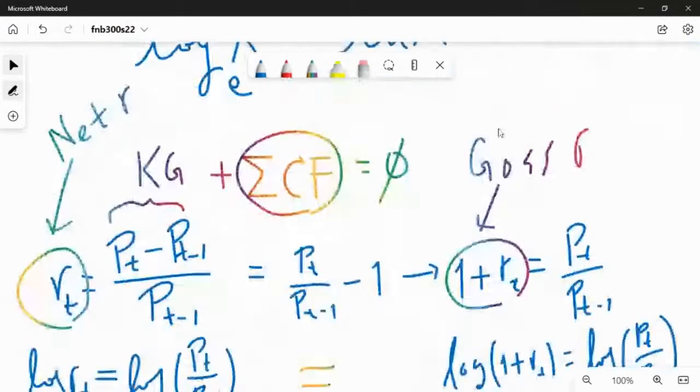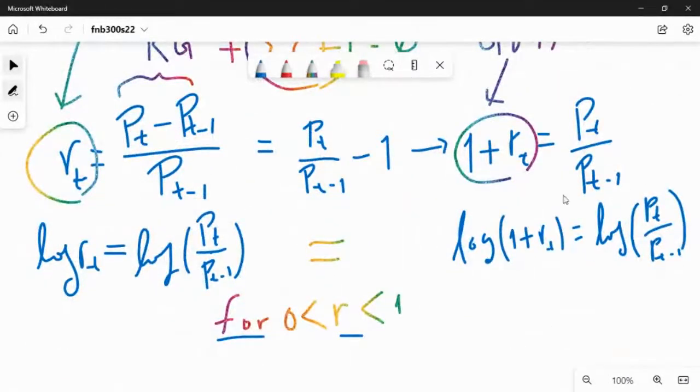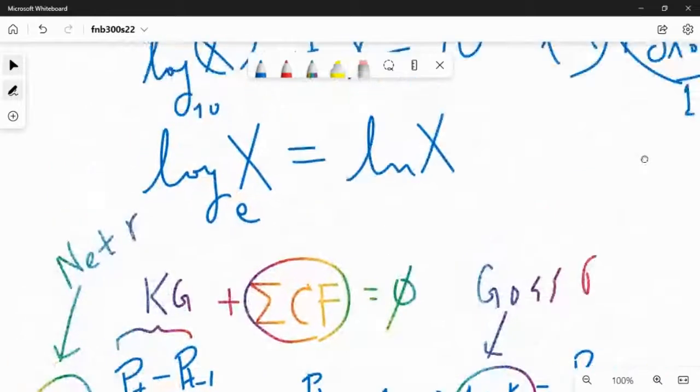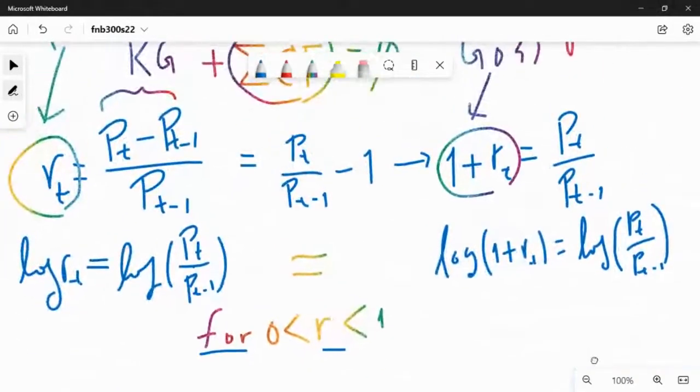which is for continuous compounding. But before we get to that, let's think about how we turn a discrete return into a continuous return. Okay, how we turn a discrete time return to a continuous time return.